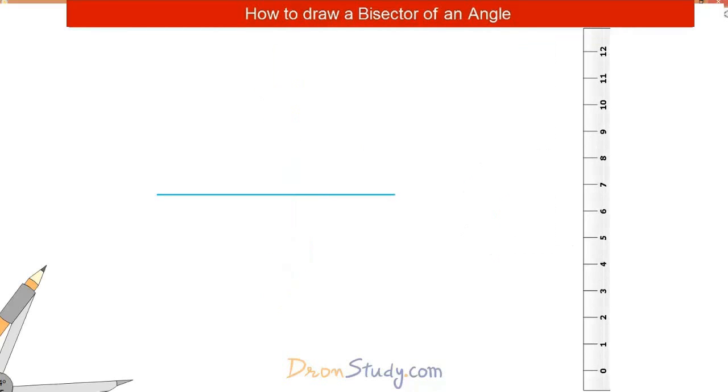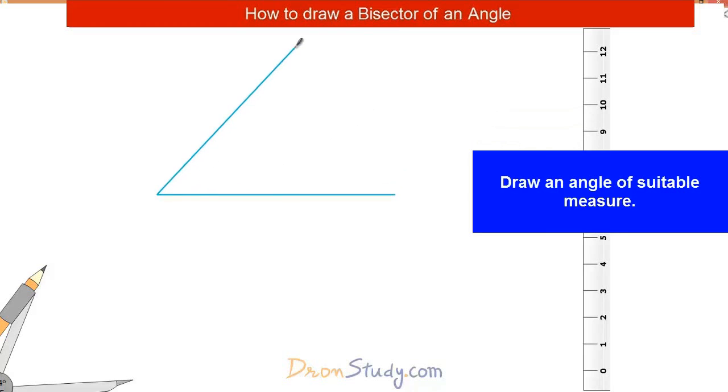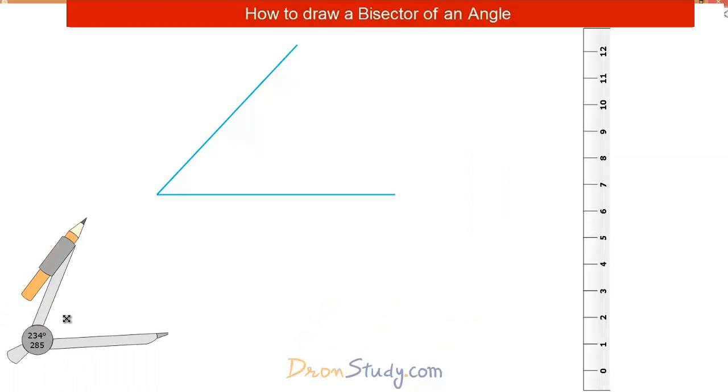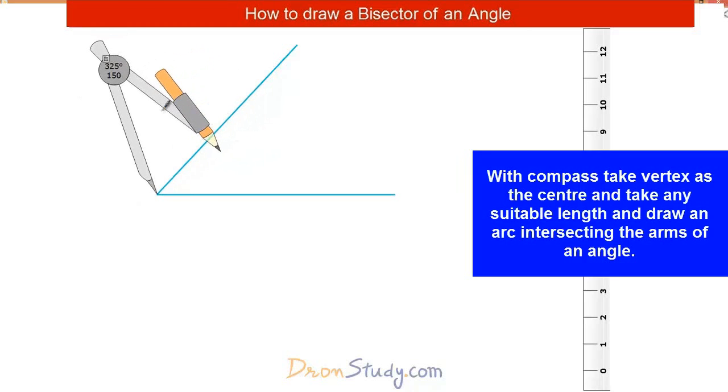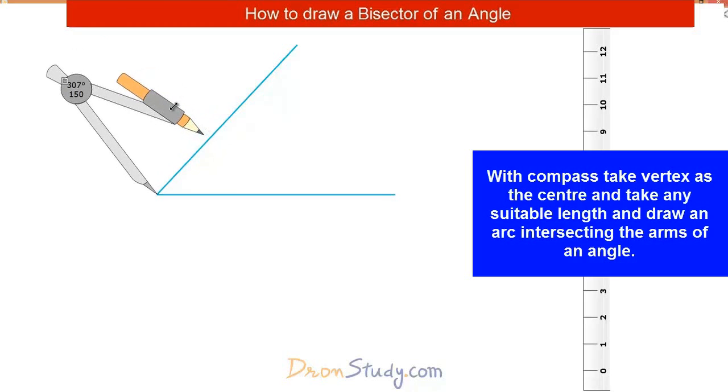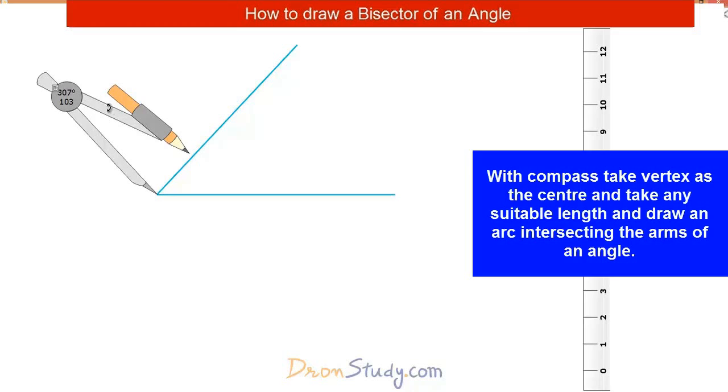Now we will see how to bisect an angle. This is also very important and essential as far as the construction of 10th standard is concerned. So here I draw any angle and we have to bisect this angle. So to bisect this angle, take a compass and take the vertex of the angle at center and take any suitable radius and draw an arc.